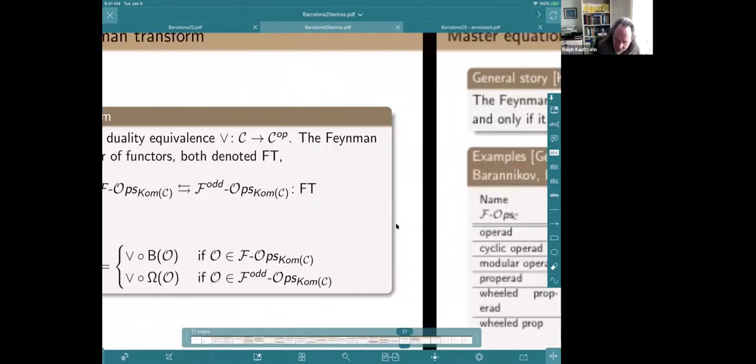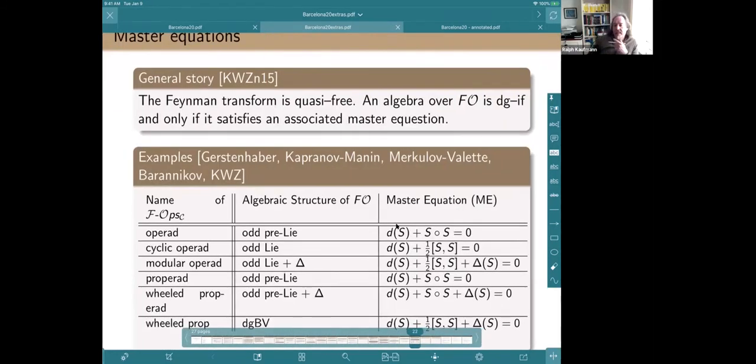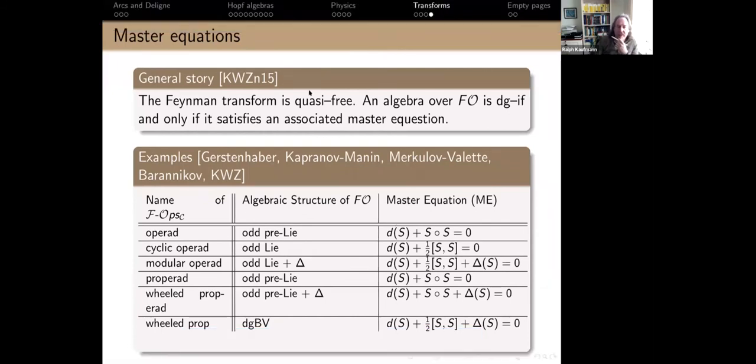No? I did promise master equations. So here's the master equation slide. The point is that it depends on what Feynman category you're looking at. Then there is a differential, which is also governed by this diamond condition. Then you can do the Feynman transform. That will give you a free thing, and the question is if that is BG.